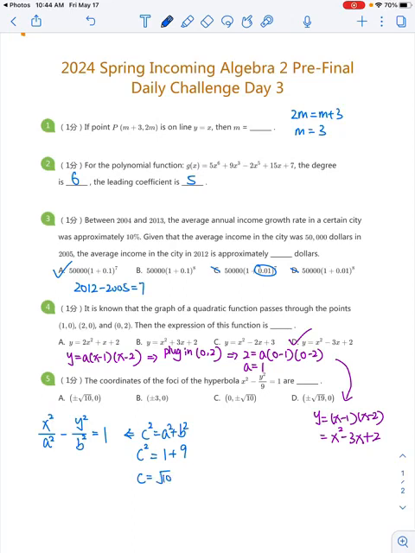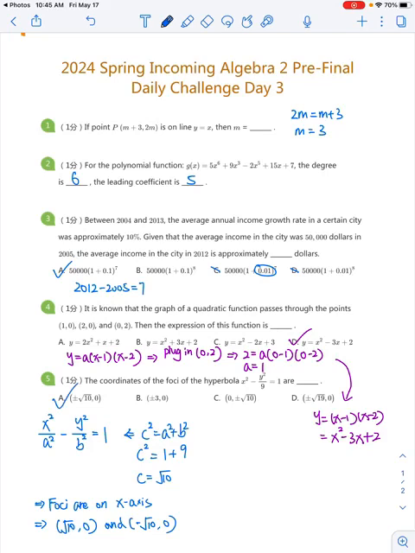Okay, and then next we also want to identify where the foci are. Is it on the x-axis or on the y-axis? Because here the x is the positive term, and you can see we have a negative term on the y, the foci are on the x-axis. Therefore the foci will be (root 10, 0), and we also have (negative root 10, 0). So these will be the two foci, and therefore it's answer choice A.